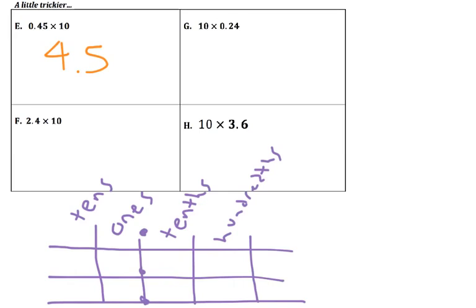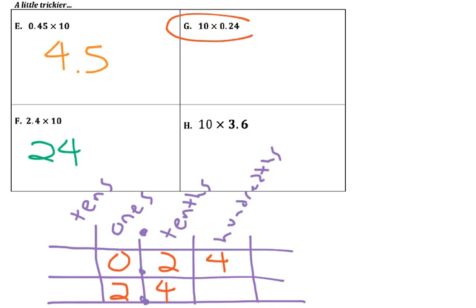Or if you start off with this one, 2.4, 2 and 4 tenths, multiply it by 10 shifts the place value over, and you end up with 24. For this one, if you start off with 0 and 24 hundredths and multiply it by 10, the place value shifts over one each, so the 2 goes into the ones place and the 4 goes into the tenths place.